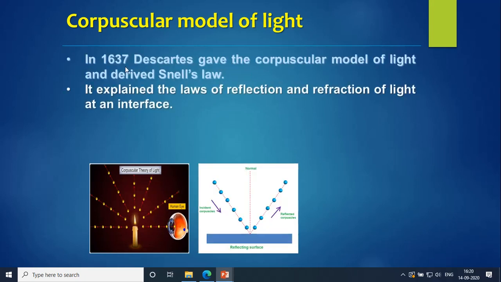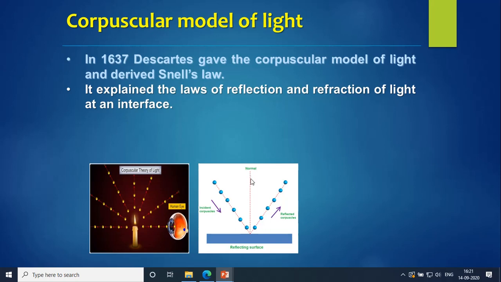And under this concept, the corpuscular model of light, Snell's law was derived successfully, and the laws of reflection and refraction were also explained properly. If you take the reflection phenomenon according to this corpuscular model of light, whenever a light elastic particle hits the reflecting surface, these light elastic particles bounce back or repel from the reflecting surface, and they called this phenomenon reflection.